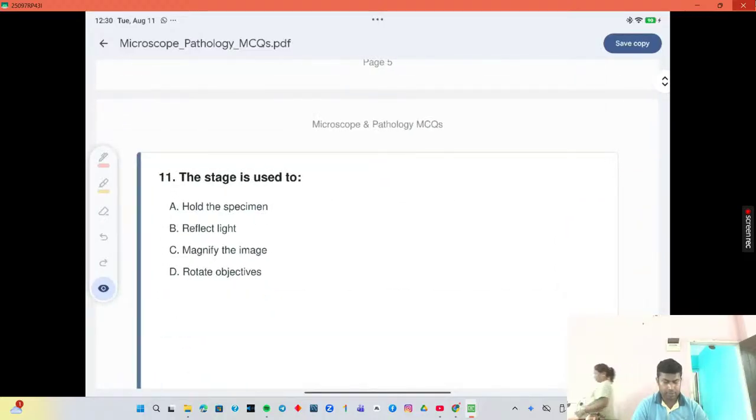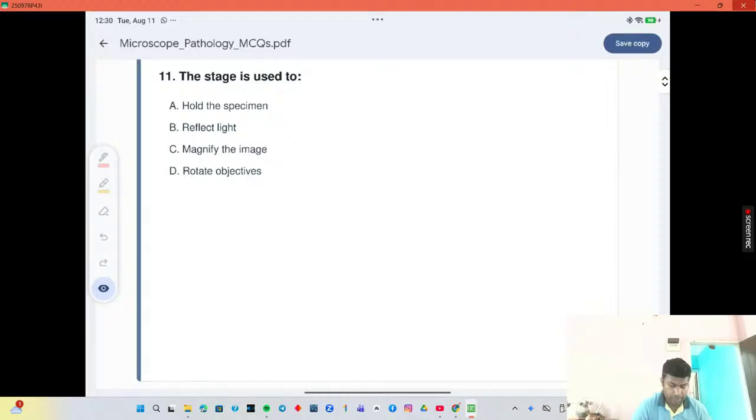Now I will come to the next question. The stage of the microscope is used for what? The stage of the microscope is used to hold the specimen. So, what is the stage of the microscope used for? The stage of the microscope is used to hold the specimen.